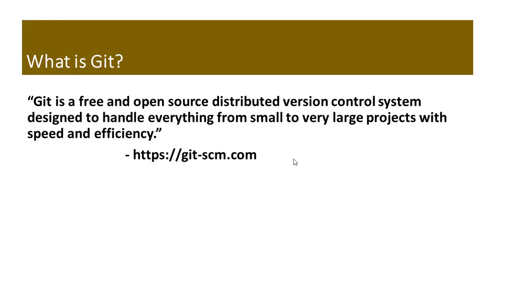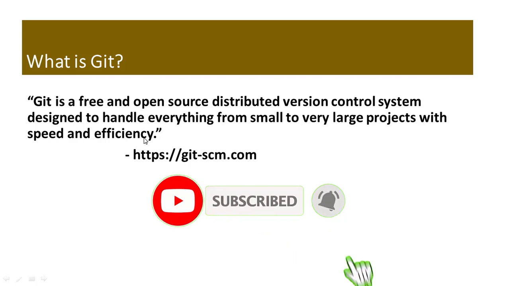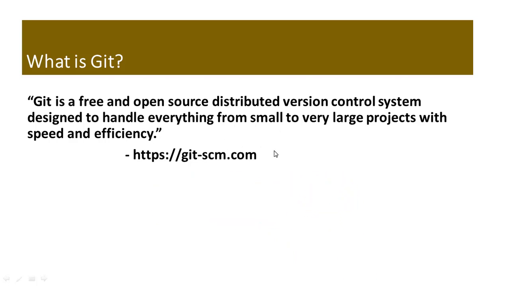Before we download Git, let's quickly look at what exactly Git is. What is Git? It is a version control system. And from their website, it says Git is a free and open source distributed version control system designed to handle everything from small to very large projects with speed and efficiency. This message is from the official website, and if you have used Git before, you will agree with this message.